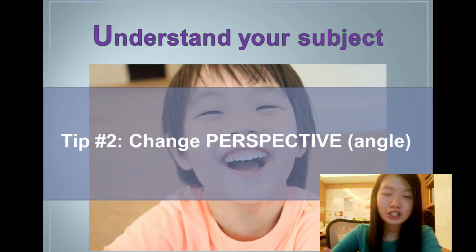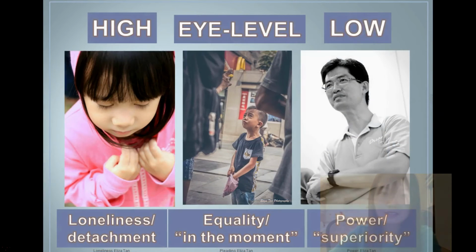Tip 2. Change your perspective or angle. Generally, taking a picture from a higher angle gives your subject a sense of loneliness or detachment. I took the middle photo from eye level. This draws you into the boy's emotions. You can tell that he is pleading for something, probably from his mom. Lastly, a lower angle will give your subject a sense of power or superiority. Depending on the mood you want to communicate, choose the angle that best represents your subject.